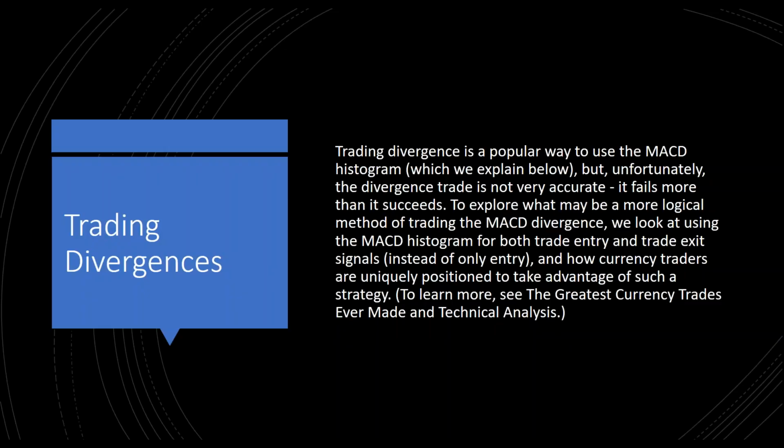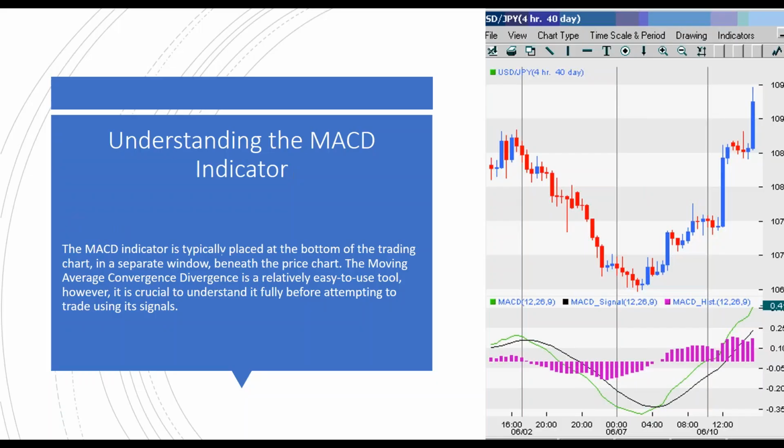Now, trading divergence is one of the most popular ways to use a MACD histogram, and we're going to go into detail on the MACD histogram. But unfortunately, the divergence trade is not very accurate. It fails more than it succeeds. To explore what may be a more logical method of trading MACD divergence, we're going to look to use a MACD histogram for both trade entry and exit signals, and how currency traders are uniquely positioned to take advantage of such a strategy.